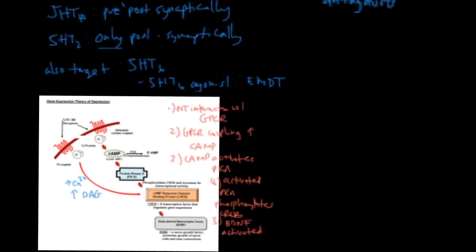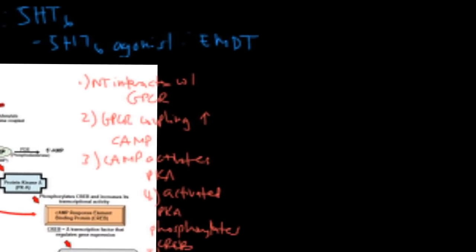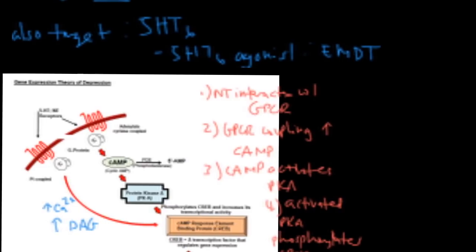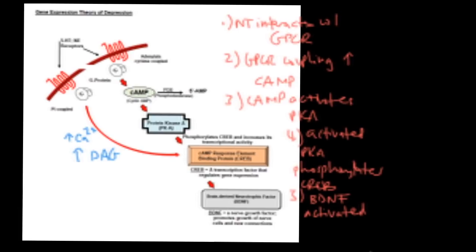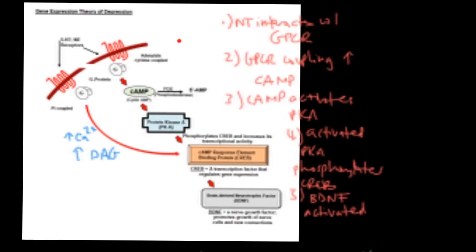Here is the gene theory of depression, or the blue gene theory of depression, where the creation of BDNF is the most important factor. BDNF produces new nerves and neuronal connections, which takes about 2 to 6 weeks, which accounts for the delayed onset of action. This can occur through either the adenylate cyclase coupled pathway, which produces cyclic AMP, or through the PI coupled pathway, which produces calcium and DAG, diacylglycerol.